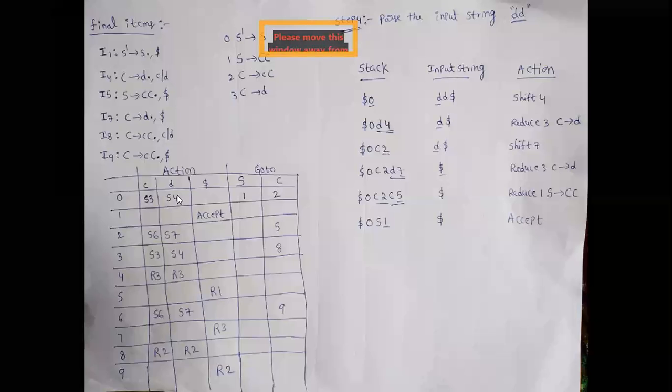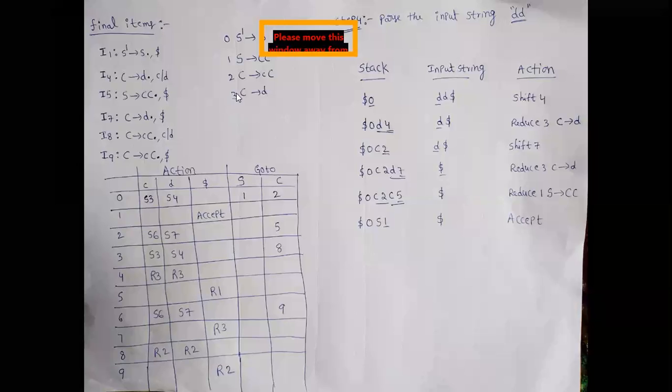We are having the shift operation. Then shift 4. So we are performing shift operation. Then push small d and the number of shift operation onto the stack. So we are pushing d and 4 onto the stack. Then so 4d. So we are considering 4d. So we are performing the reduce operation. So we are performing reduce 3.